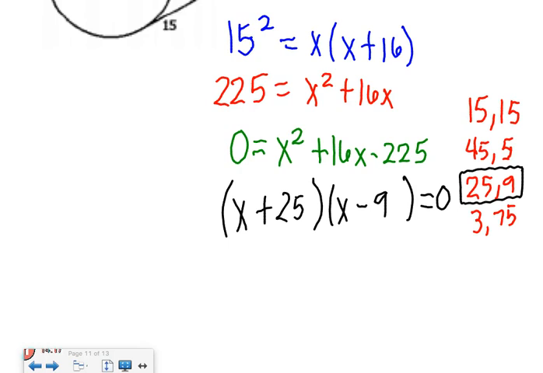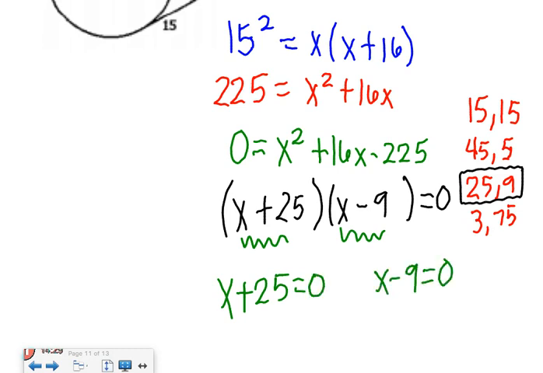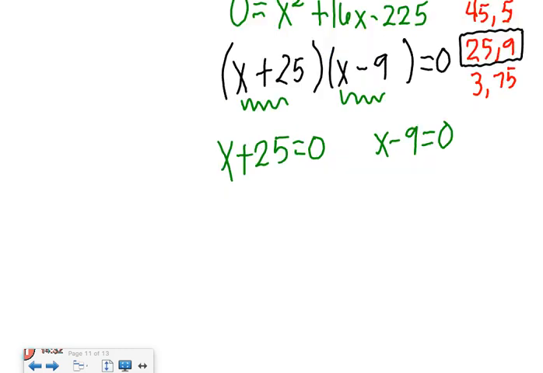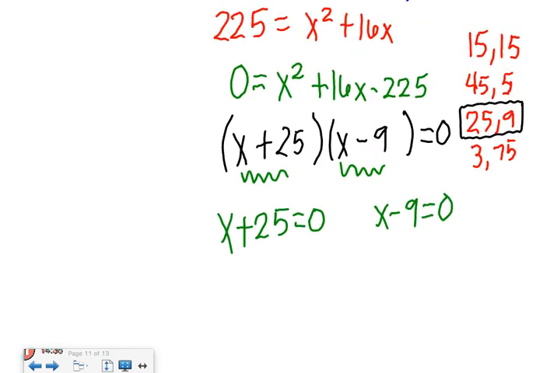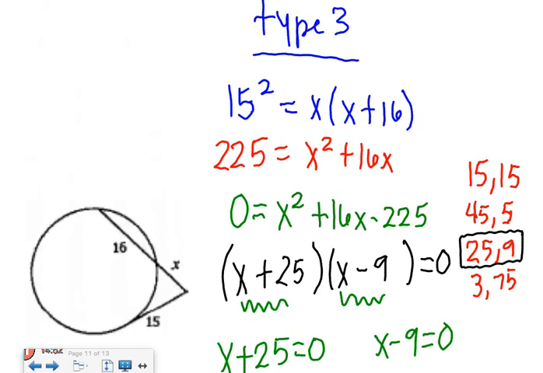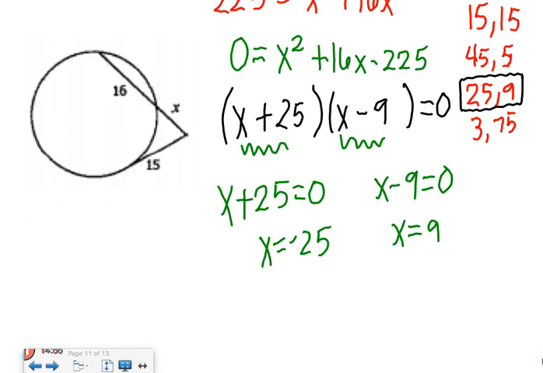Now from here, we're going to set these guys equal to 0. How do I get x alone here? So it'd be minus 25. Yeah, minus 25. Add 9. So now if we look at our original problem, which one doesn't make sense? Negative 25. Why does negative 25 not make sense? Can this be a negative 25? No.